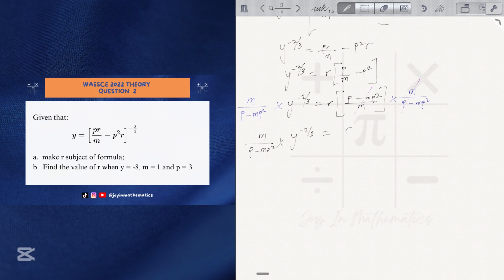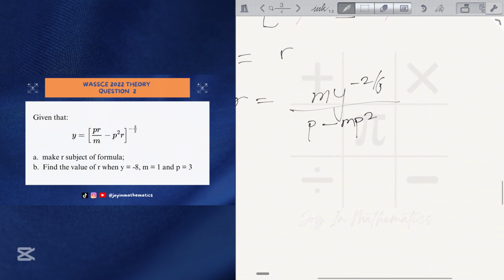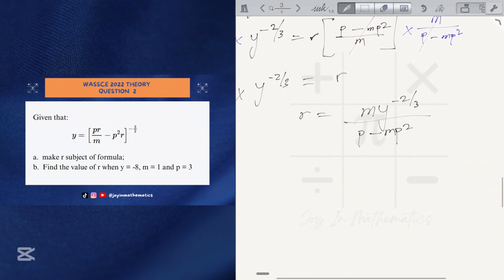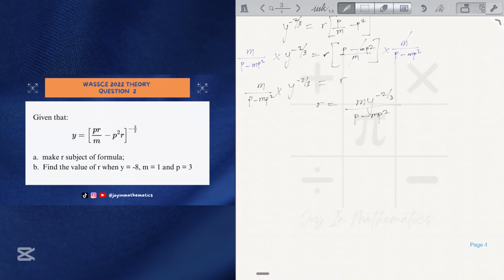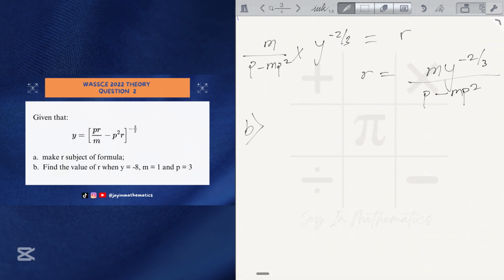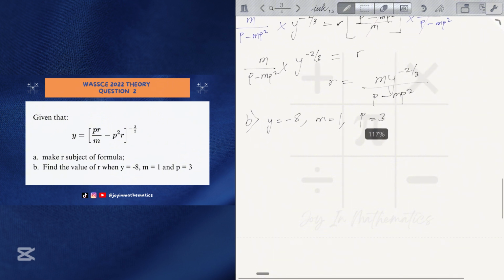Now this is the best way to simplify, but we can do it in a better way. So we'll have r equal to m y raised to the power minus 2 over 3 divided by p minus mp squared. So this will be the expression of r as the subject of the formula. So now we have solved part A completely. Now let's proceed to part B. Part B says we should find the value of r when y is equal to minus 8, m is equal to 1, and p is equal to 3.